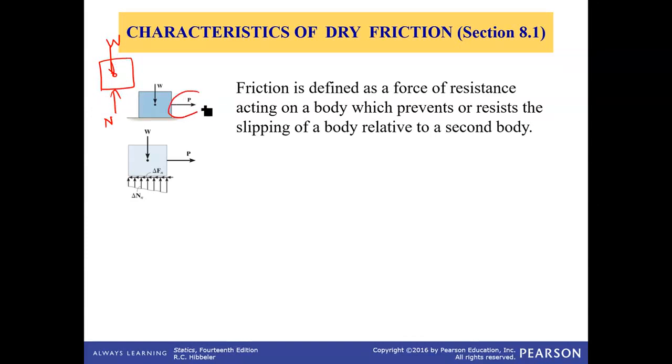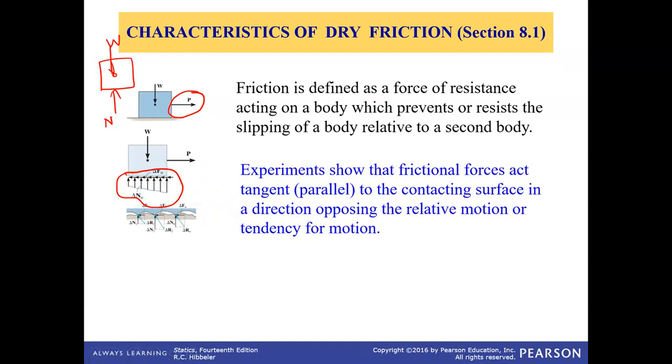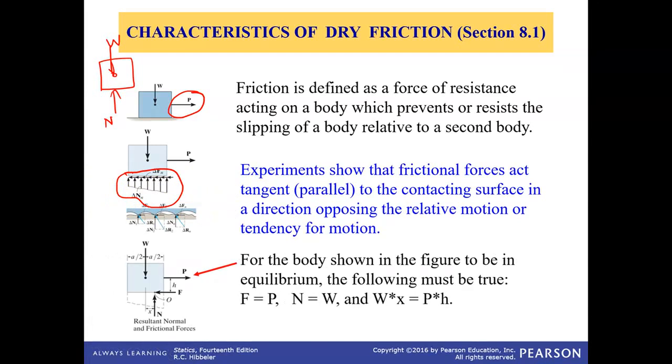Now, when force P is not applied, the normal force passes through the centroid of the block. But when force P is applied as shown in this direction, the normal force redistributes itself, and this is the distribution that we get. Because of this redistribution, the resultant normal force acts away from the center of the block, at some distance x.